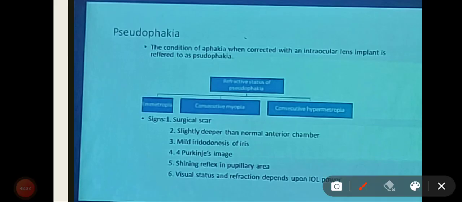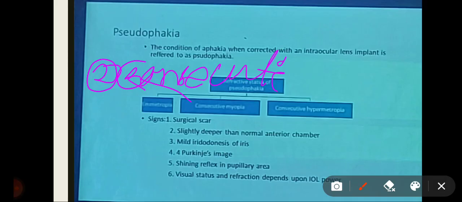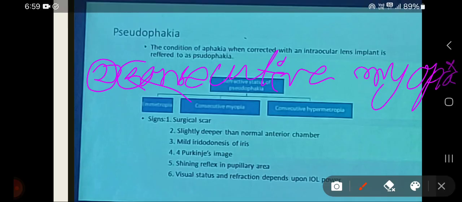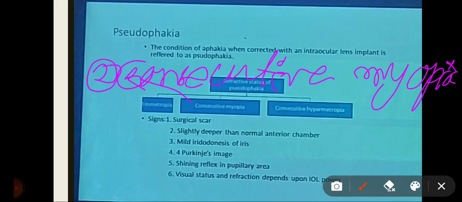Next is consecutive myopia. Consecutive myopia occurs when the intraocular lens implanted overcorrects the refraction of the eye. Such patients require glasses to correct the myopia for distance vision and may or may not need glasses for near vision, depending upon the degree of myopia.